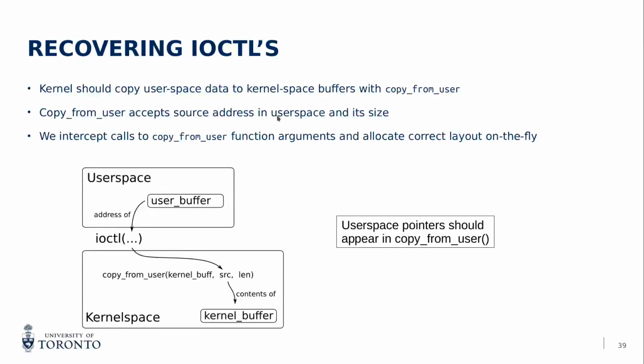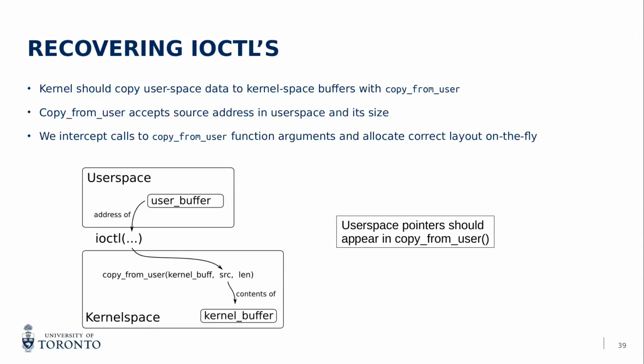In our framework, we use the fact that user space pointers and the sizes of the arrays they point to usually go through the copy from user interface. This is done due to security reasons, and not doing it is a bug by itself. So we instrument copy from user functions to intercept these pointers and sizes.